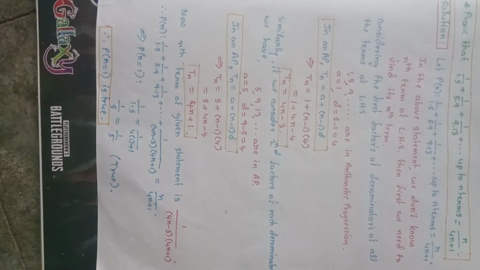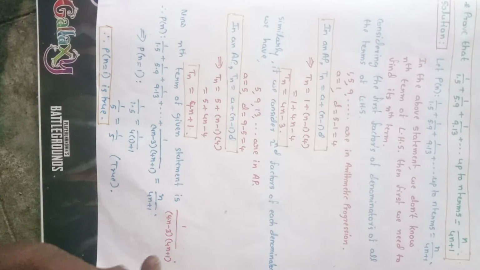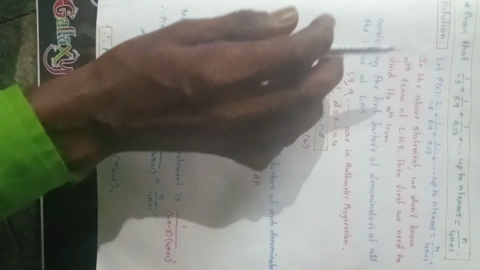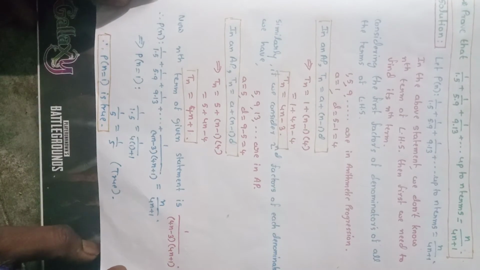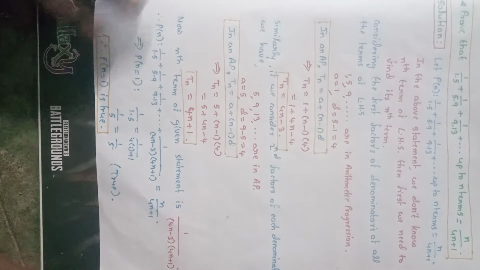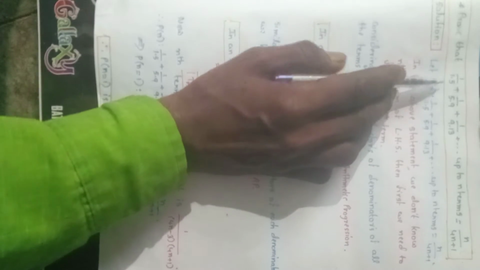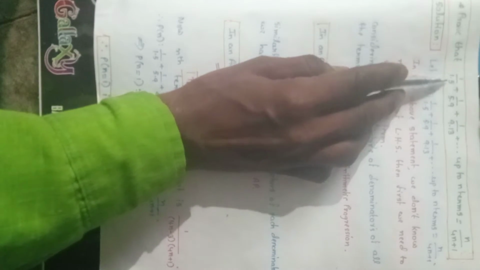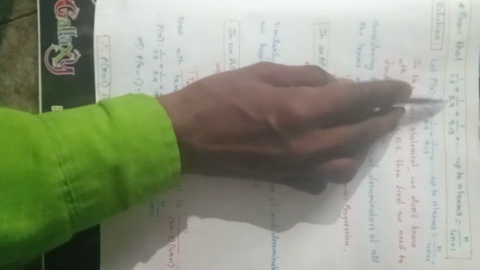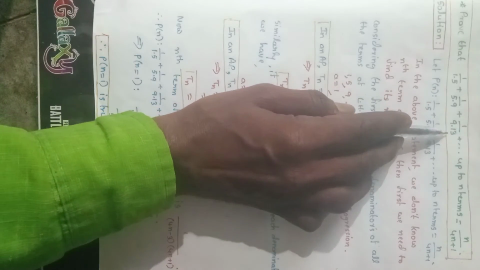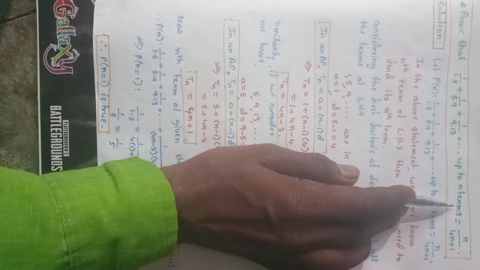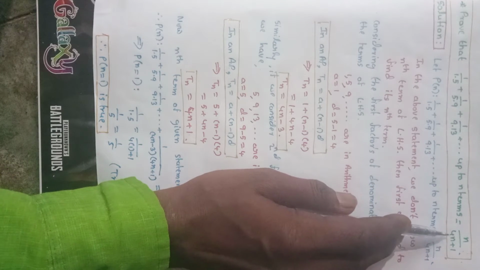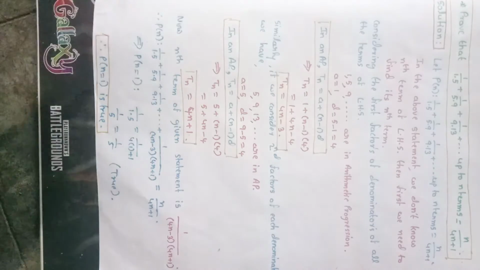Now let us discuss one more problem in the principle of mathematical induction. This is very important. In this problem, we are going to prove 1 by 1 into 5 plus 1 by 5 into 9 plus 1 by 9 into 13 plus so on up to n number of terms. The sum is equal to n by 4n plus 1.